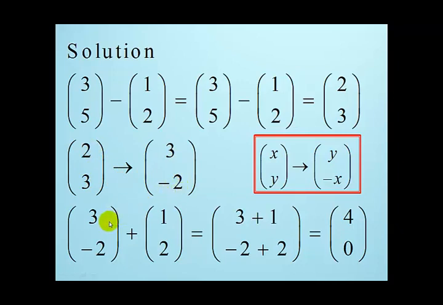Now after getting (3, -2), first we subtracted the point (1, 2) from it, so now we are adding it back after the rotation. So (3, -2) plus (1, 2). Now we have 3 plus 1, and -2 plus 2. 3 plus 1 is equal to 4, and -2 plus 2 is equal to 0. So when we rotate the point (3, 5) through 90 degrees clockwise about the point (1, 2), the result is (4, 0).